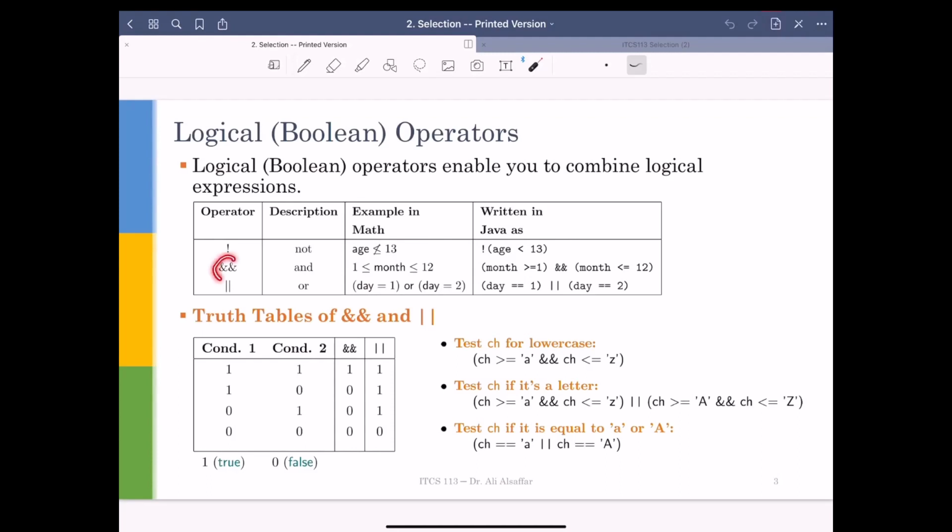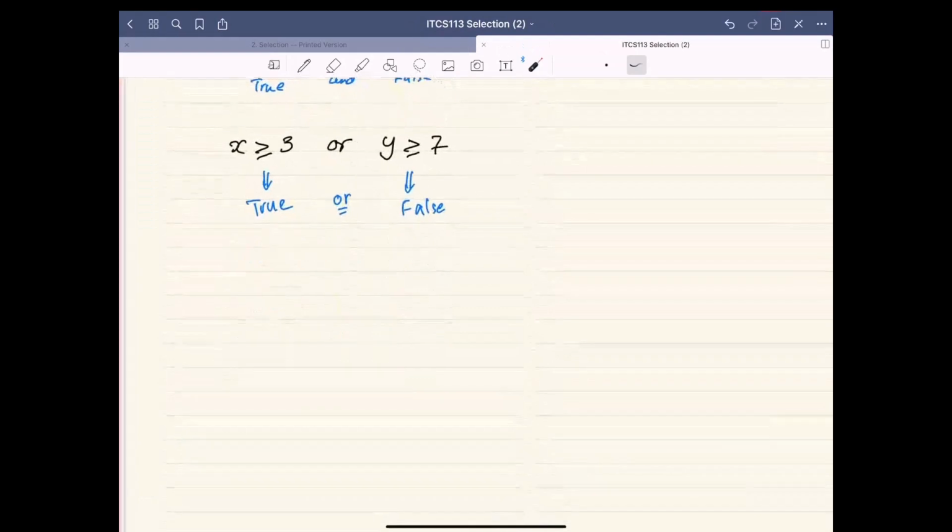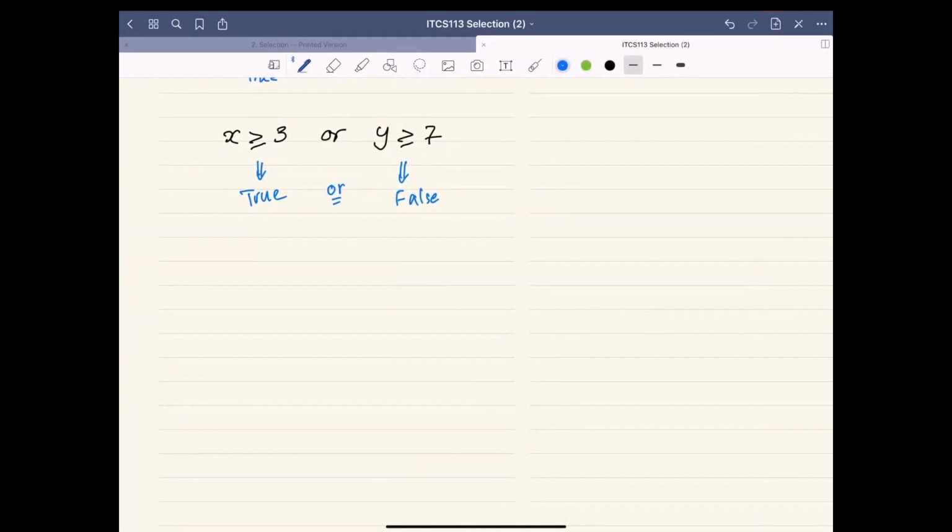And where we use and, sometimes in mathematics we have an interval. So month is now bounded between 1 and 12. Now in Java we cannot write just one variable if we have an interval like this one in mathematics. What I mean by this, if I go back to my notes, if we write 1 is less than or equal to month, less than or equal to 12.